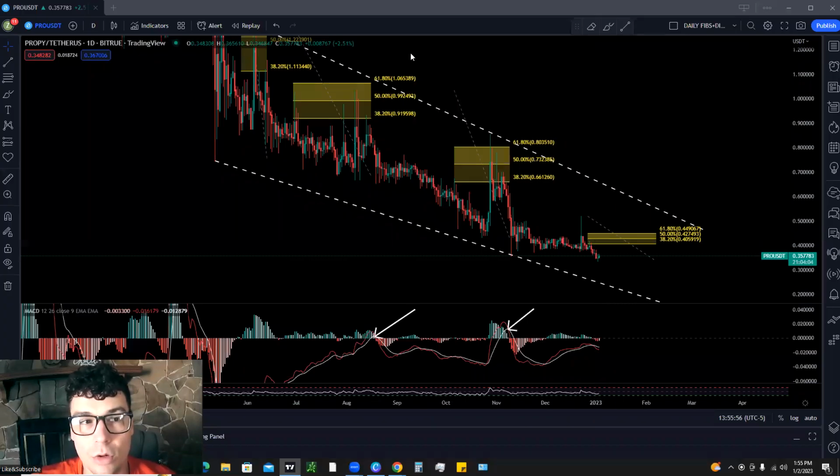What is up, traders? We're going to be looking at Propy today, ticker symbol PRO USDT. I'm going to break this down for you guys on the daily chart. We're going to look at the MACD. We're going to go over the fib retracement levels and how you can use these three things to give yourself an edge in the market.